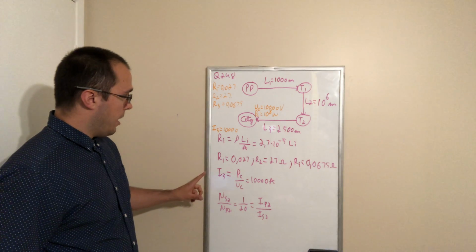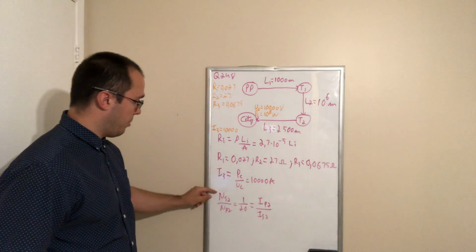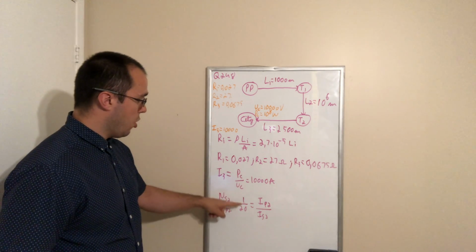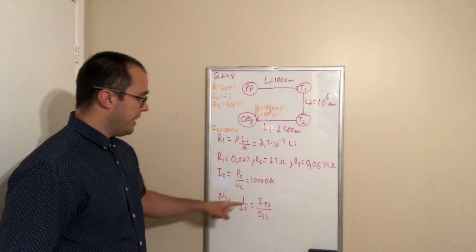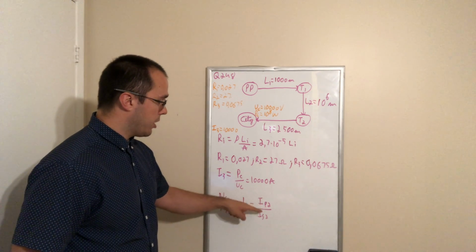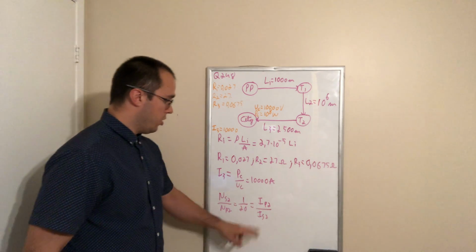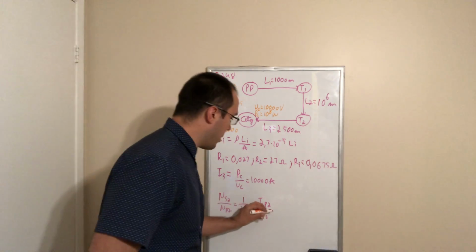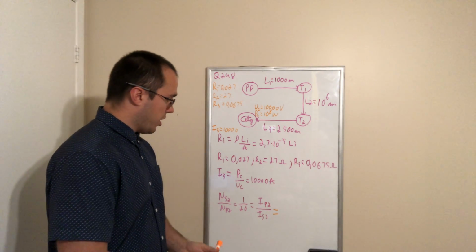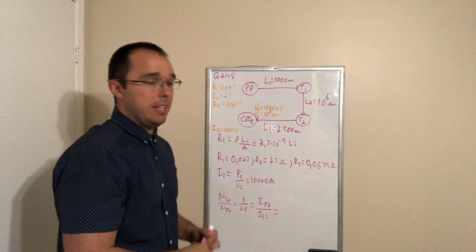So the ratio of turns on the second transformer, the number of turns on the secondary divided by the number of turns on the primary, is 1 divided by 20. This is also equal to the primary current on the second transformer divided by the secondary current on the second transformer. The primary current on the second transformer is the current coming in, which is I2 in this case.